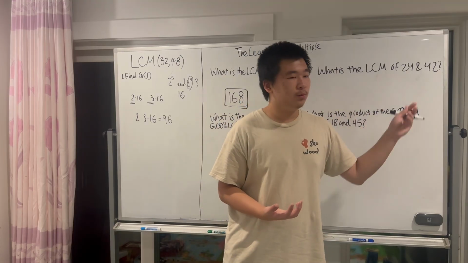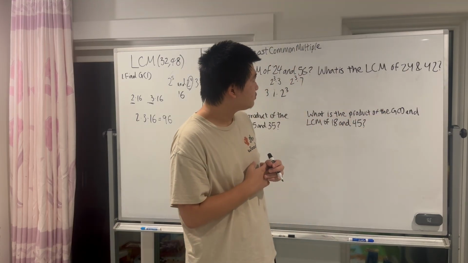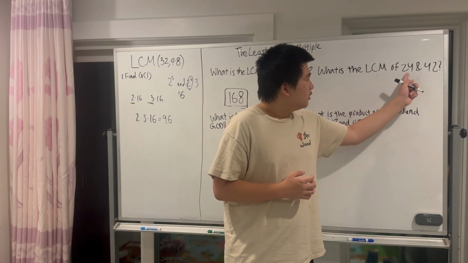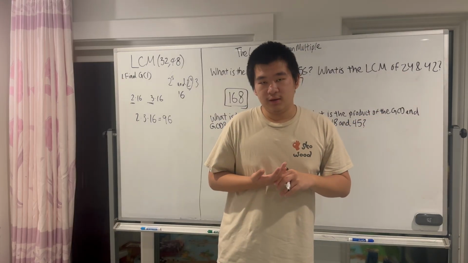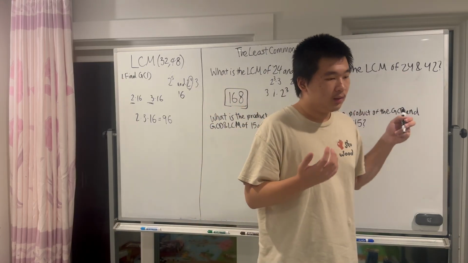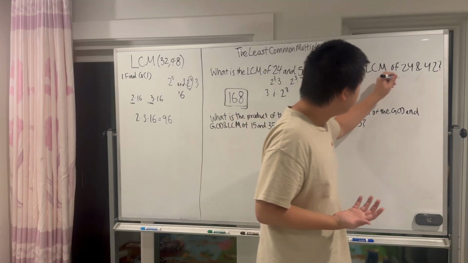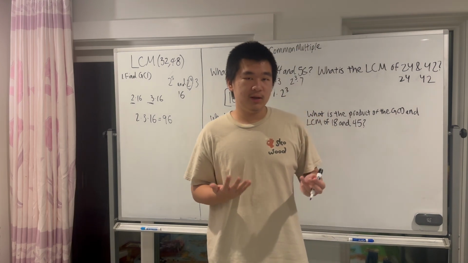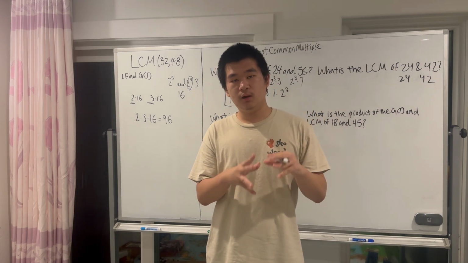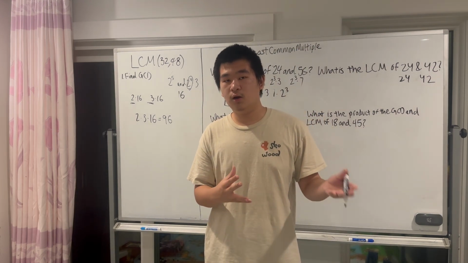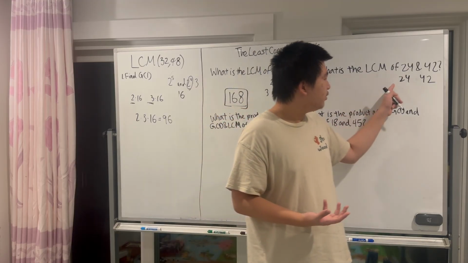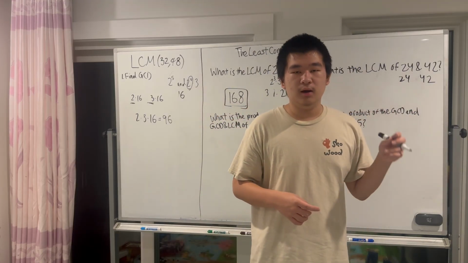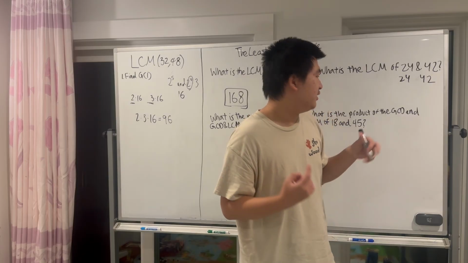What is the LCM of 24 and 42? Well, let's try using a different way of calculating the GCD first, like the Euclidean algorithm. So 24 and 42, if you remember, the Euclidean algorithm is just at every step replace the larger number with the remainder when you divide the larger number by the smaller number. So here we would replace 42 by the remainder of 42 over 24, which would be 18.